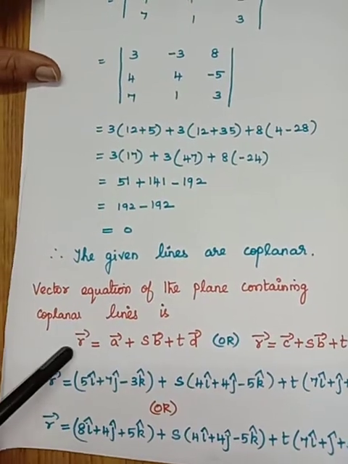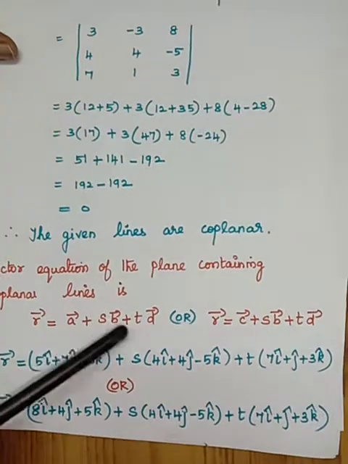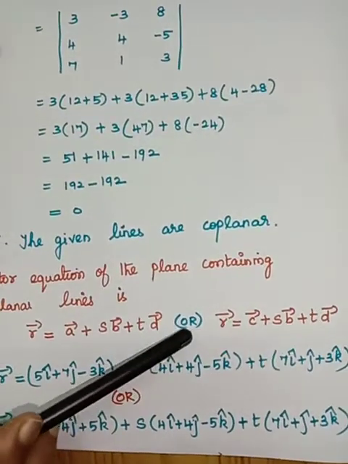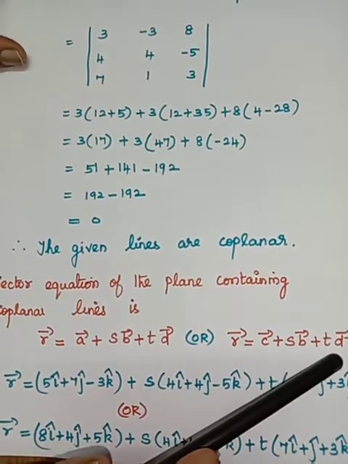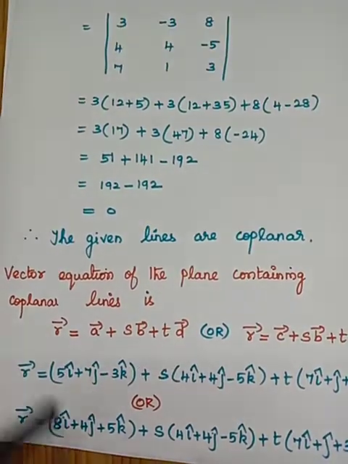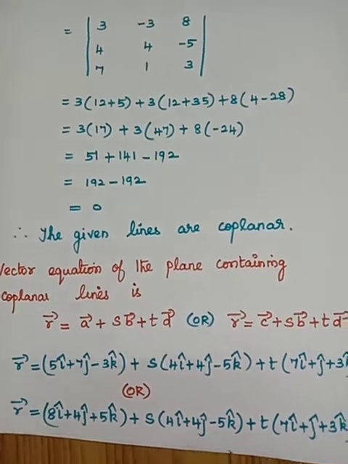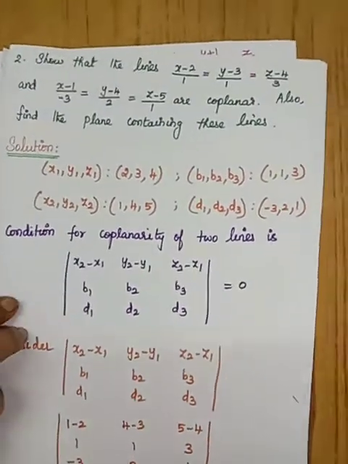Okay, so either you can use this formula, r vector is equal to a vector plus s b vector plus t d vector, or r vector is equal to c vector plus s b vector plus t d vector. So a vector, b vector, d vector has to be substituted and you will get this answer. Okay, so we'll come to problem number 2.